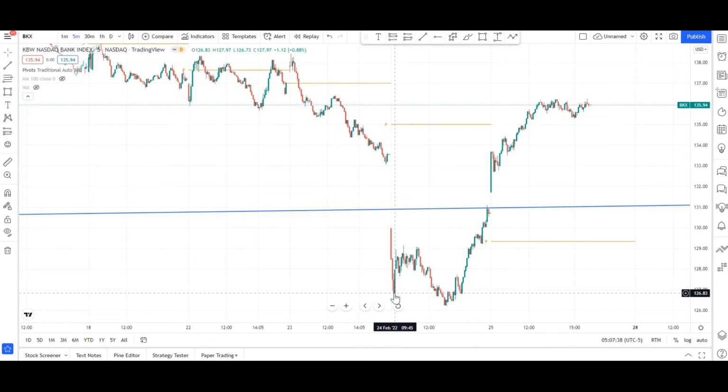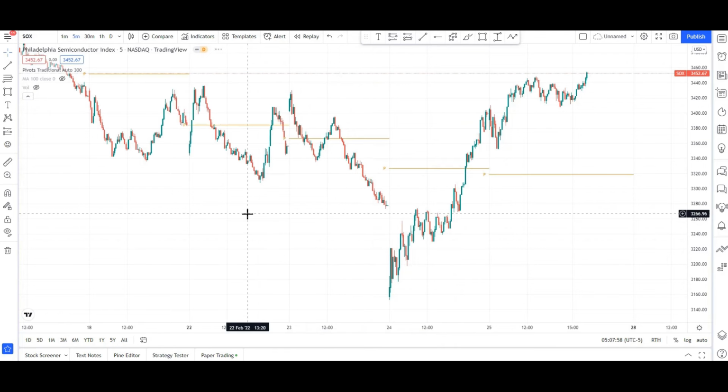Here you have to short it. Your stop loss is somewhere here only. Nothing will happen because Dow Jones and Nasdaq are correct. This is a confusing market, so we do not trade here in BKX.